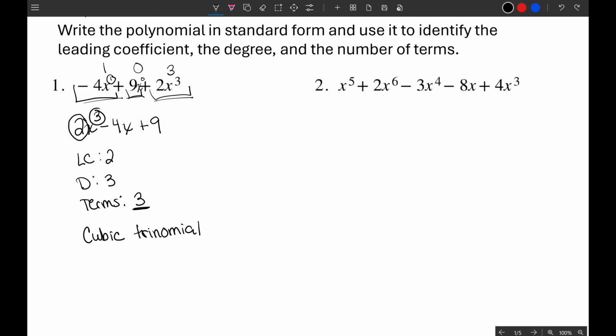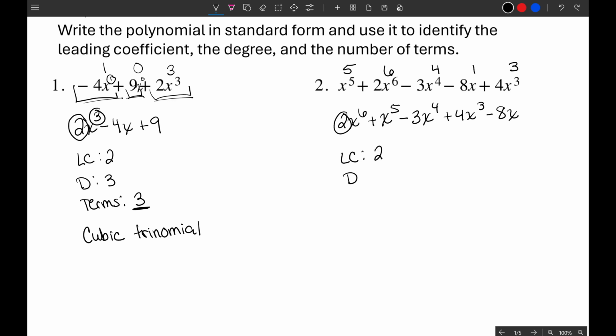All right, so if I look at number 2, I have a degree of 5, 6, 4, 1, and 3. So I have 2x to the 6th first. Then we have a positive x to the 5th, a negative 3x to the 4th, a positive 4x to the 3rd, and then a negative 8x. Make sure you're paying attention to the sign that's in front of your term. So your leading coefficient is 2. Your degree is 6. And as far as terms go, you have 1, 2, 3, 4, 5 terms.